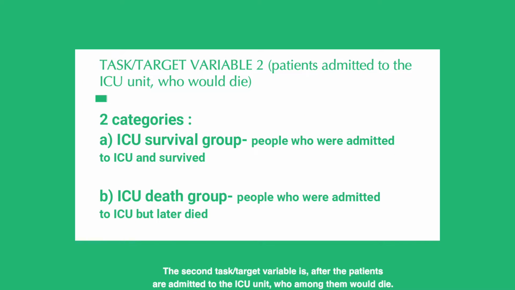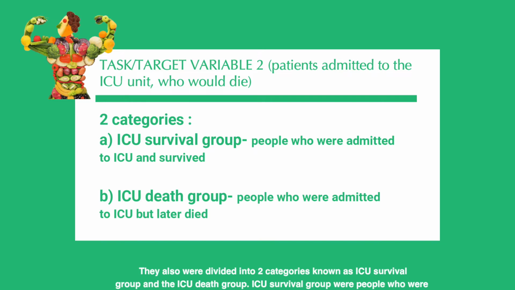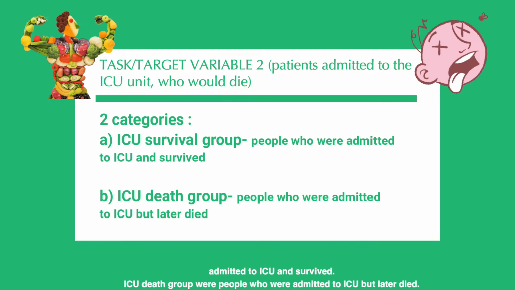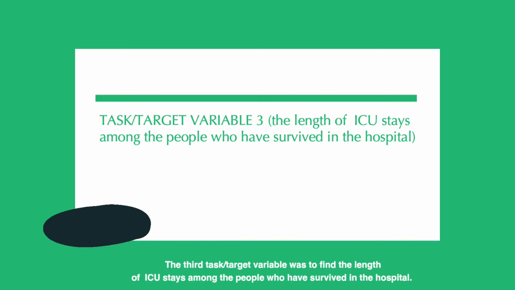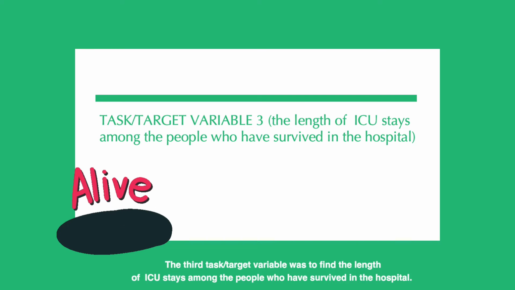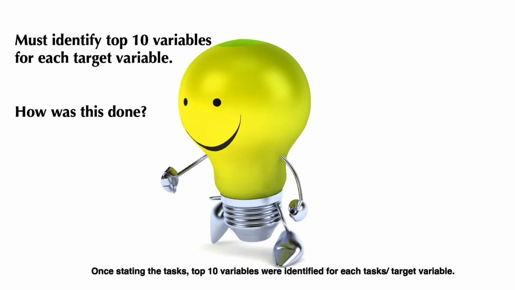The second task variable is, after the patients are admitted to the ICU unit, who among them would die. They also were divided into two categories known as ICU survival group and ICU death group. The ICU survival group were people who were admitted to ICU and survived, but the ICU death group were people who were admitted to ICU but later died. The third task variable was to find the length of ICU stay among the people who have survived in the hospital.